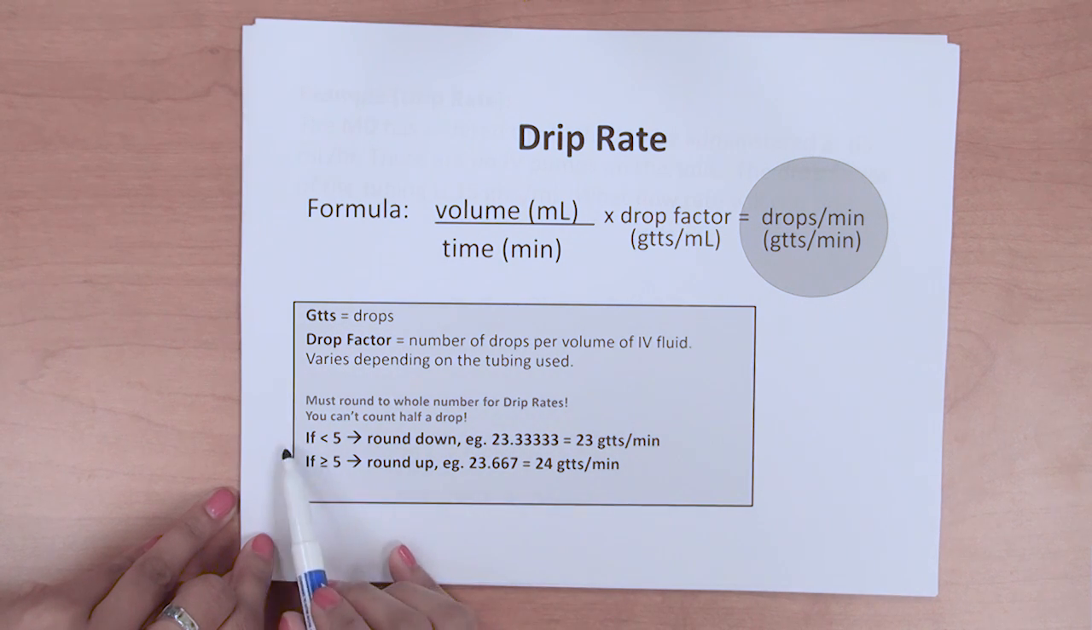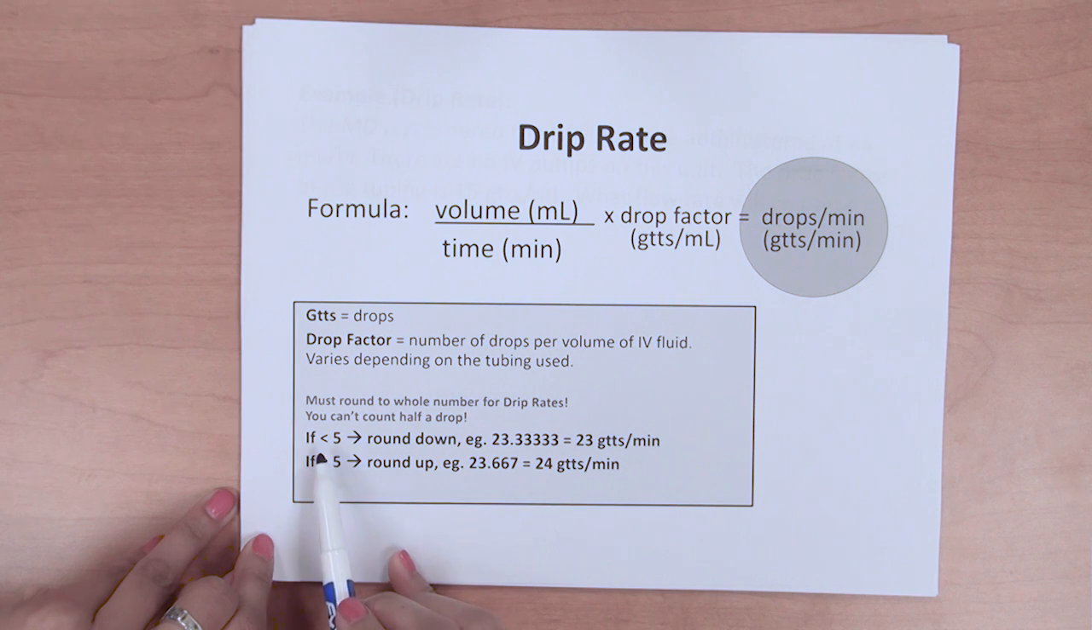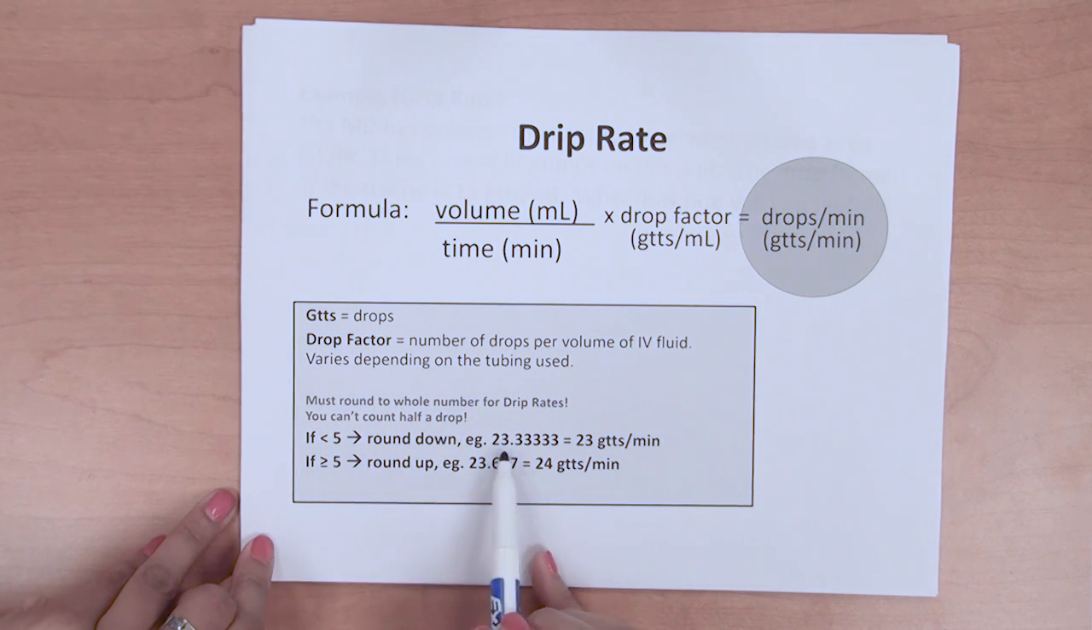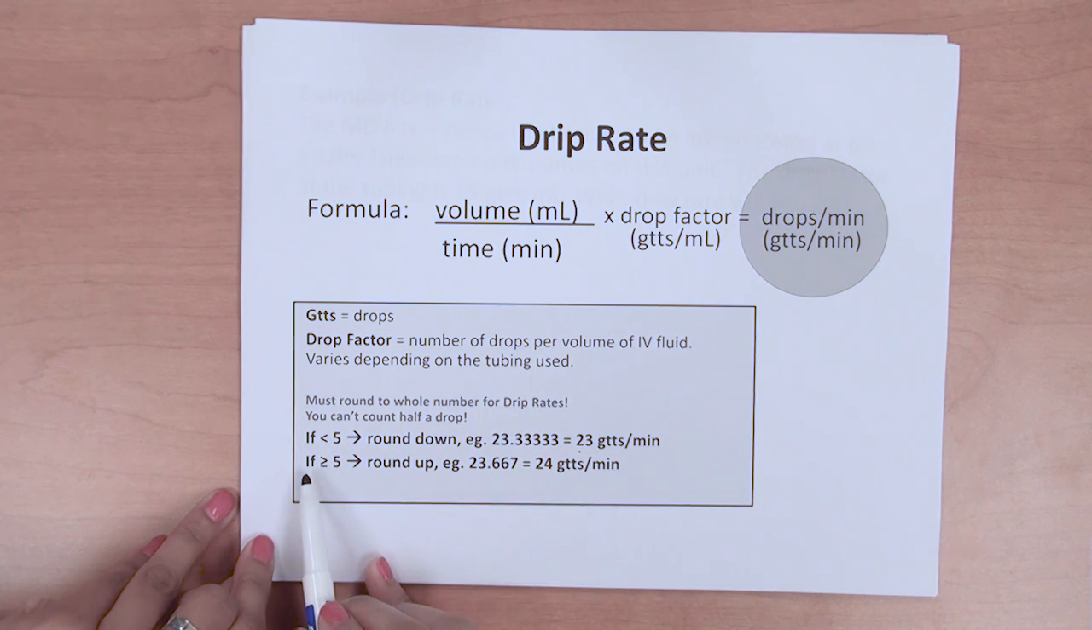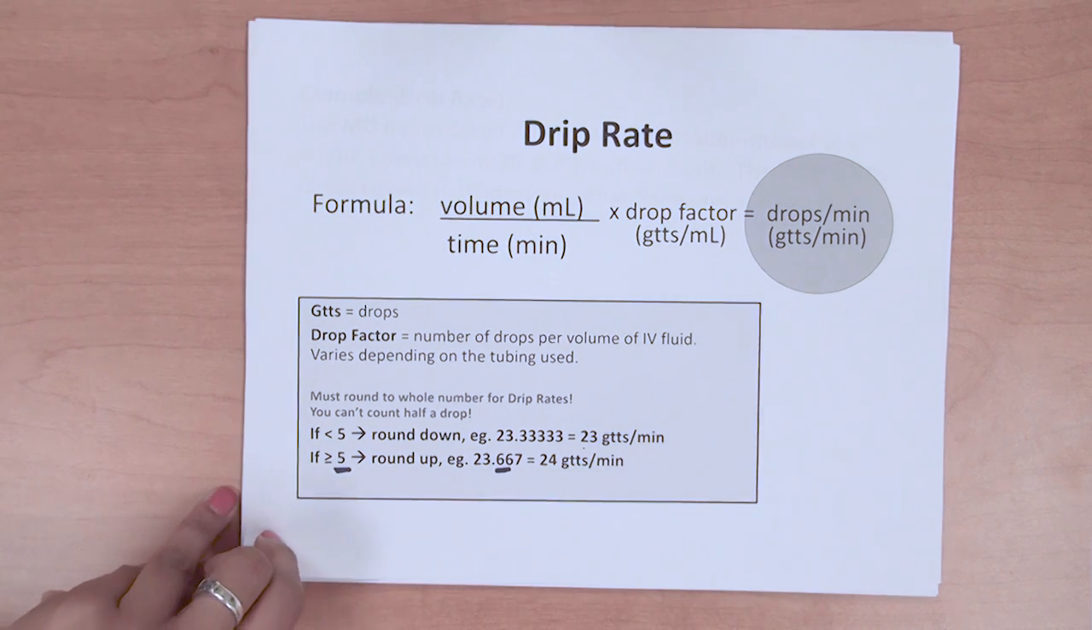For rounding, with drip rates, we can't count half or a fraction of a drop. So every time you get a drip rate question, make sure that you're rounding to a whole number. So this is the rule of thumb for rounding. If it's less than 5, round down. So 23.333 is 23. And if it's greater than or equal to 5, round up. So 23.6 will be 24 drops per minute.